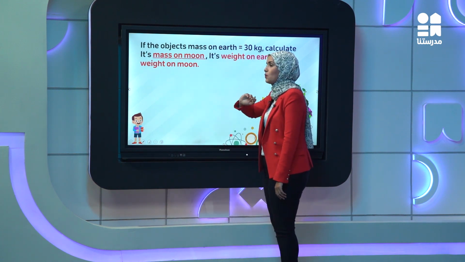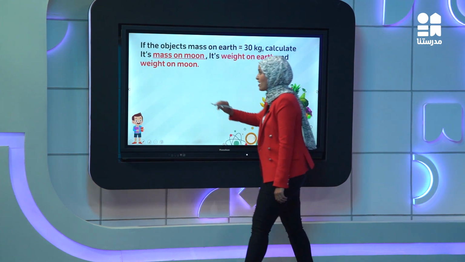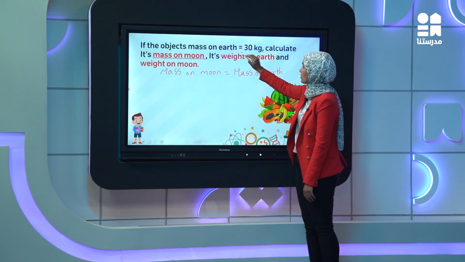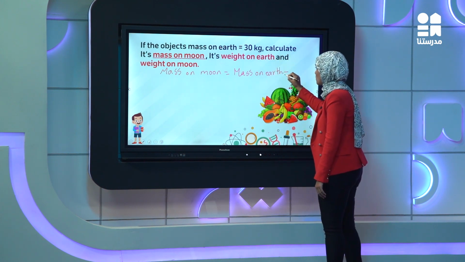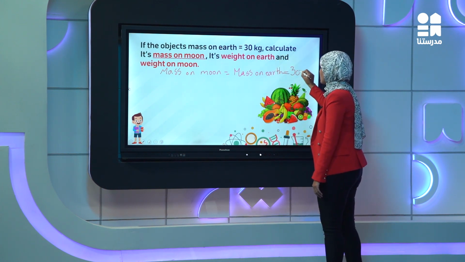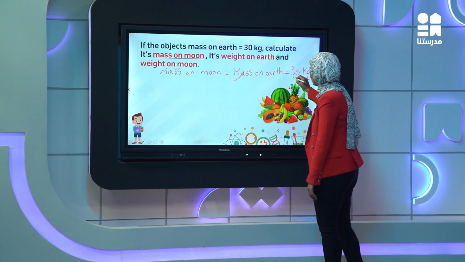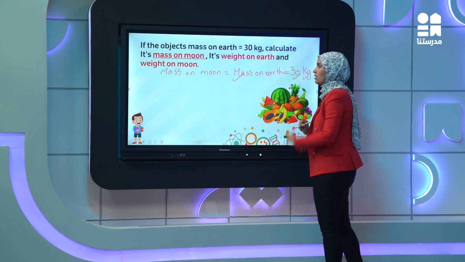Okay. First, I want to answer the mass on Moon. You must remember that the mass on Moon equals mass on Earth. Mass, in general, is constant. So the mass on Moon equals mass on Earth. This is the first step I did: I write the rule. After I write the rule, I have to write the number. What is the mass on Earth? Mass on Earth equals 30 kilogram. So I will write equals 30 kilogram. Let me check myself: I write the rule, I write the number, I write the unit. So I have finished the first step.